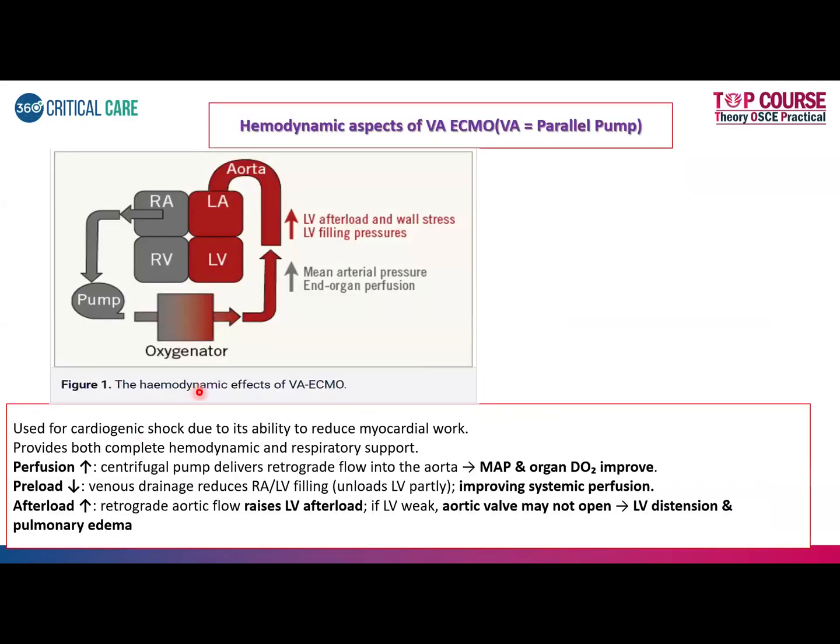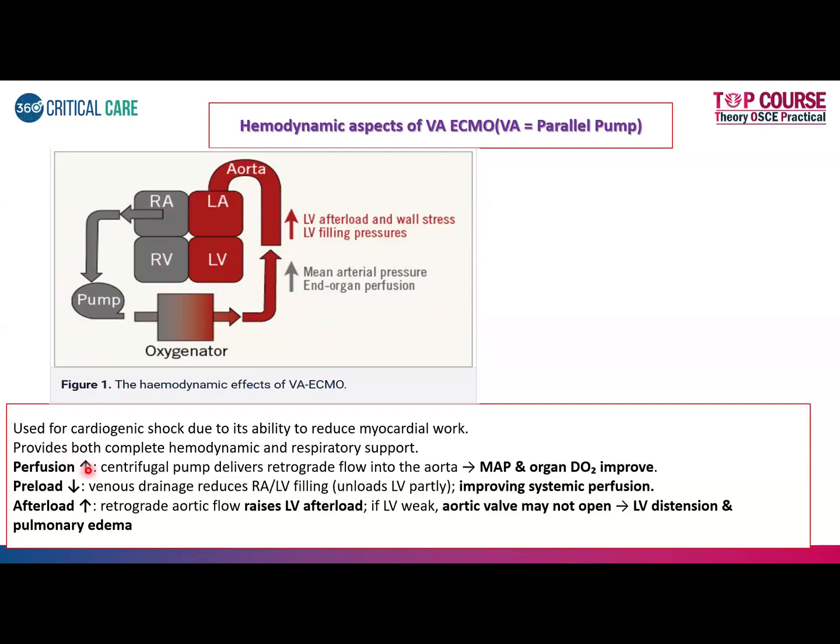Coming to the hemodynamic aspect. This is one of the schematic diagrams which shows that you are pumping the venous blood. It goes into the oxygenator, it goes into the aorta. So it goes into the systemic circulation. So what it does is it increases the left ventricular afterload and the wall stress, and increases the left ventricular pressure. However, it also increases the mean arterial pressure and the end organ pressure.